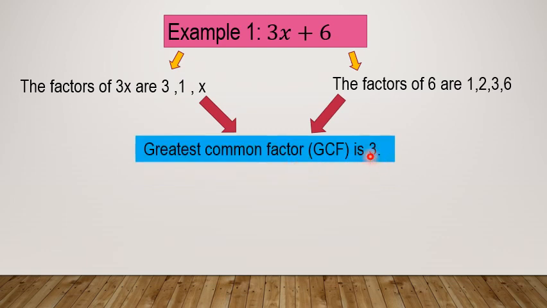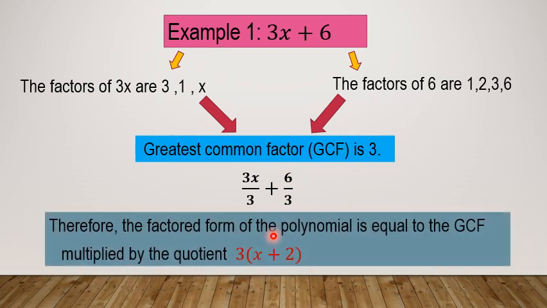The GCF is 3. Okay. Next, etong GCF natin, i-divide natin sa original equation. 3x divided by 3 ay x. 6 divided by 3 is 2. So, ito yung answer niya. Therefore, the factored form of the polynomial is equal to the GCF multiplied by the quotient, or as we read this, 3 times the quantity x plus 2. Okay, let's go to the next.